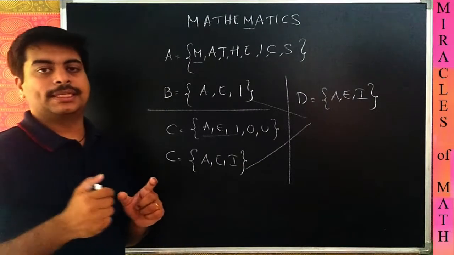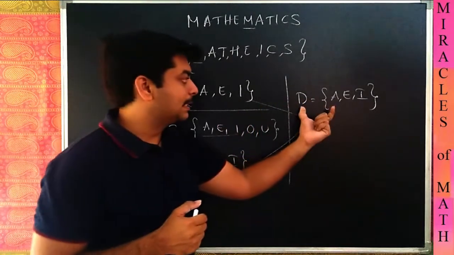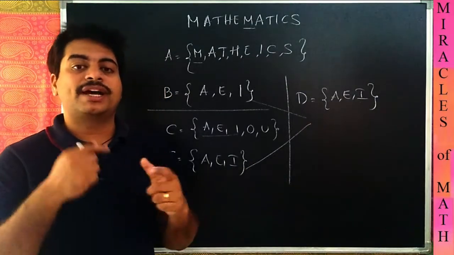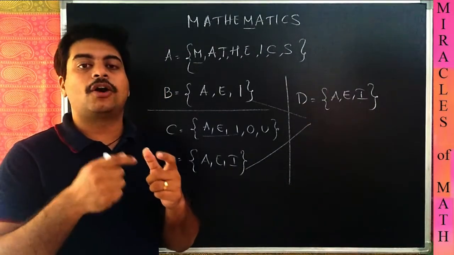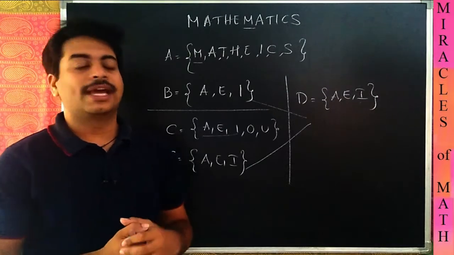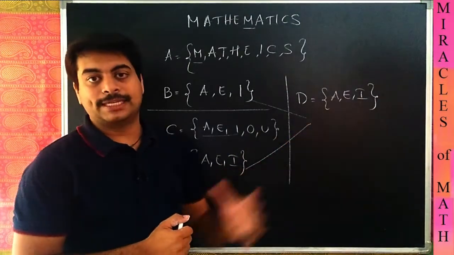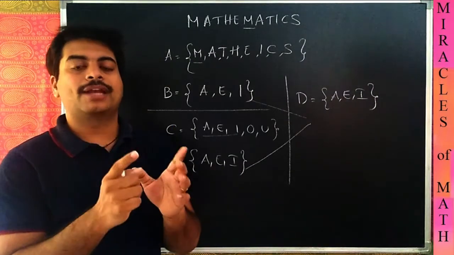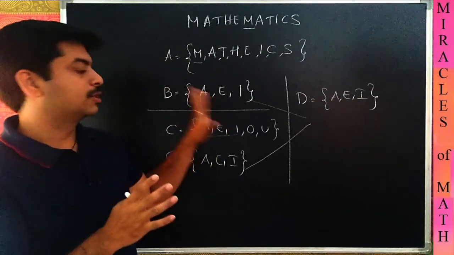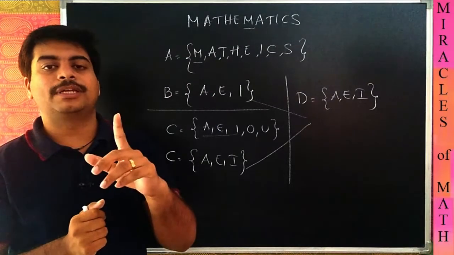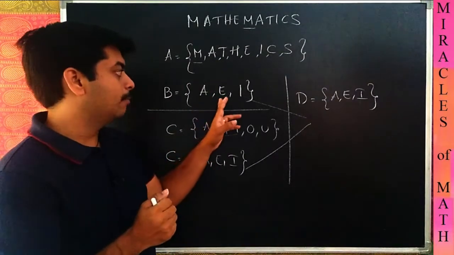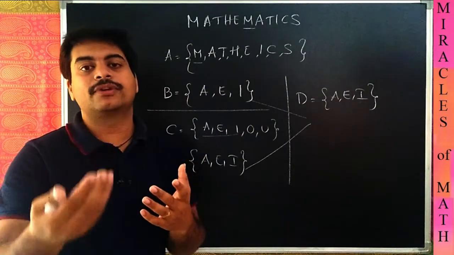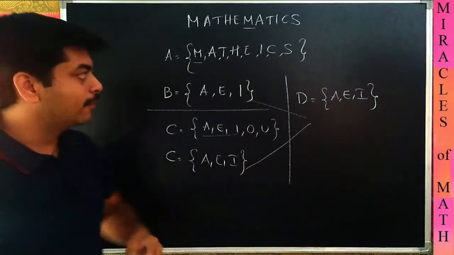So what I want to say here is, for one particular roster form, you can write infinite possible ways of set builder form. But for one set builder form, you can write only one roster form. For a roster form, you can write infinite possibilities of its set builder form. I'll give you more examples.